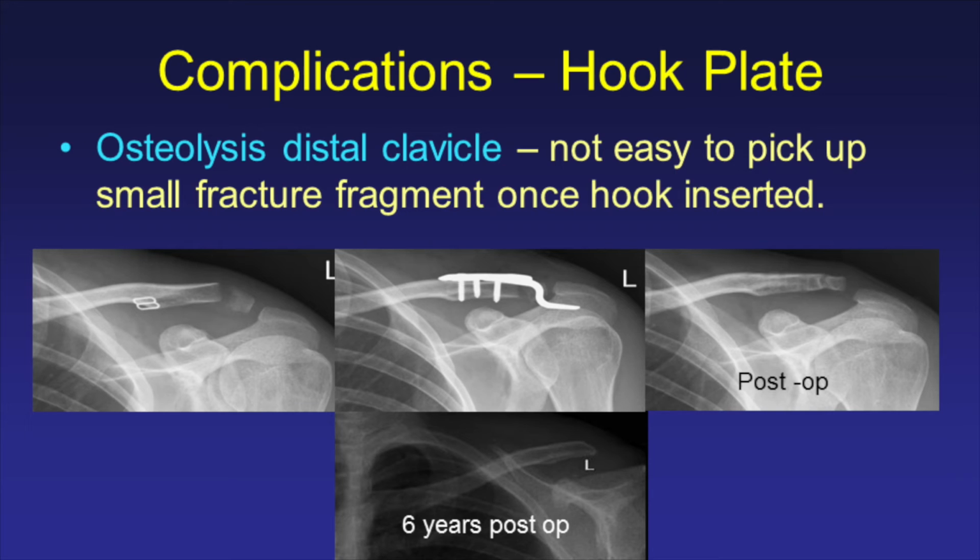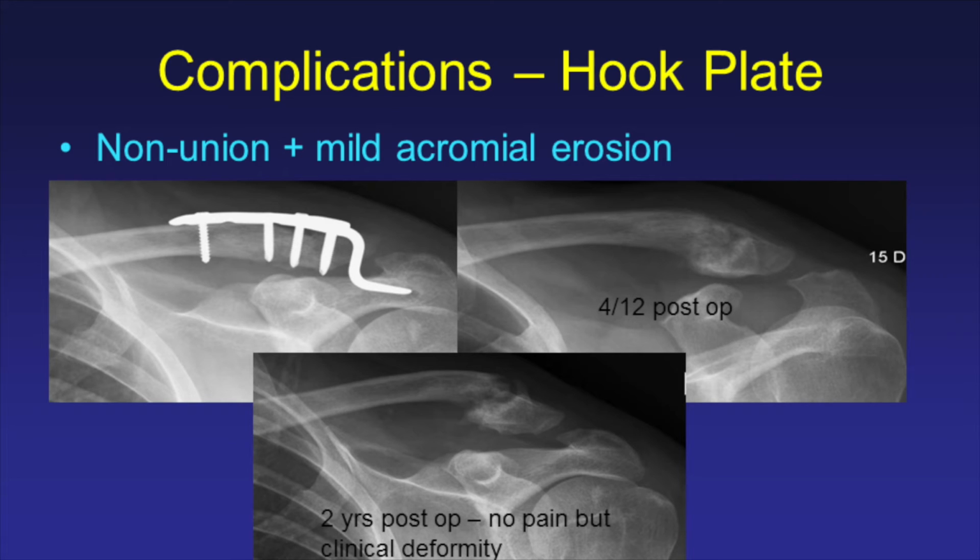So the complications we've seen in our own practice with a hook plate: on removal of the hook plate, it looked reasonable, but went on to osteolysis at 6 years post-operatively. We've had a non-union and a mild acromial erosion from a hook plate. Once the plate came off, one went on and developed a non-union 2 years post-operatively, but he was asymptomatic with no pain.